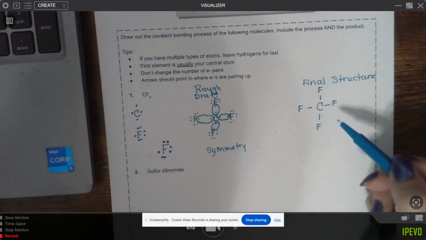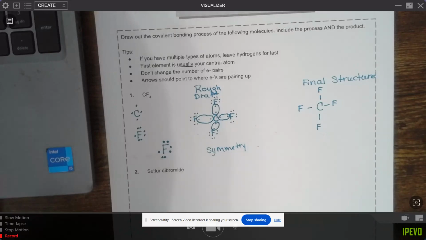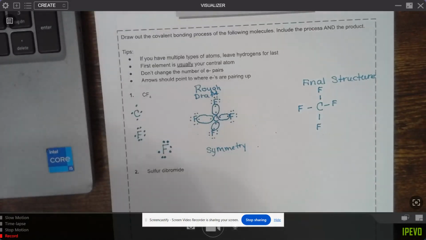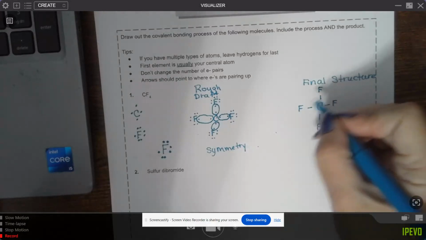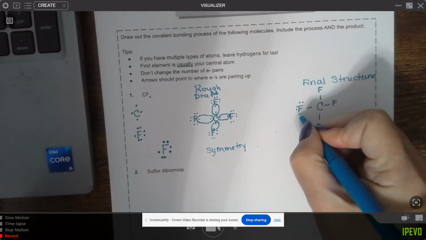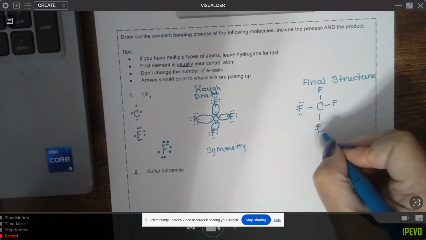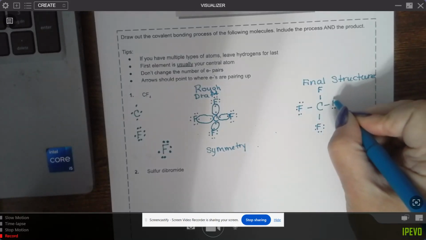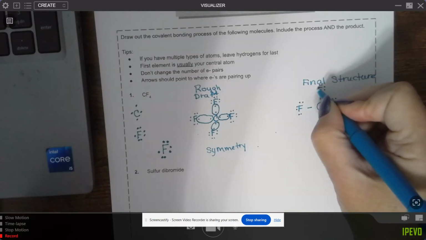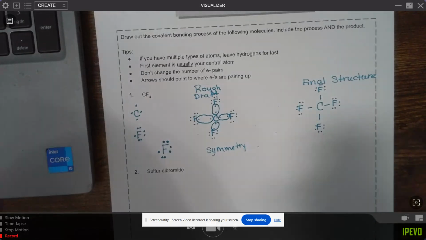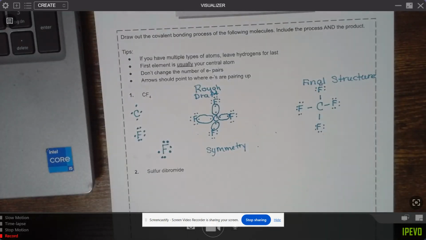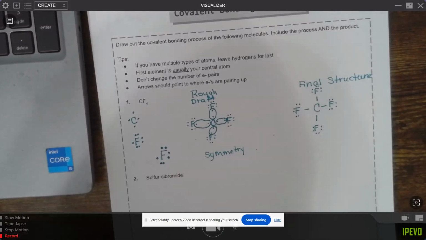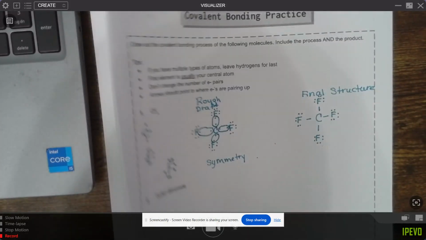Okay? Now, if you draw this and you leave it at that, you're going to lose points, because you have to make sure that you include all of those lone pairs of electrons around each of the fluorine atoms. Okay, so this is going to be your final structure for CF4. Okay, so there are 7 other compounds for you to draw. All right, and that is what you should do for homework.